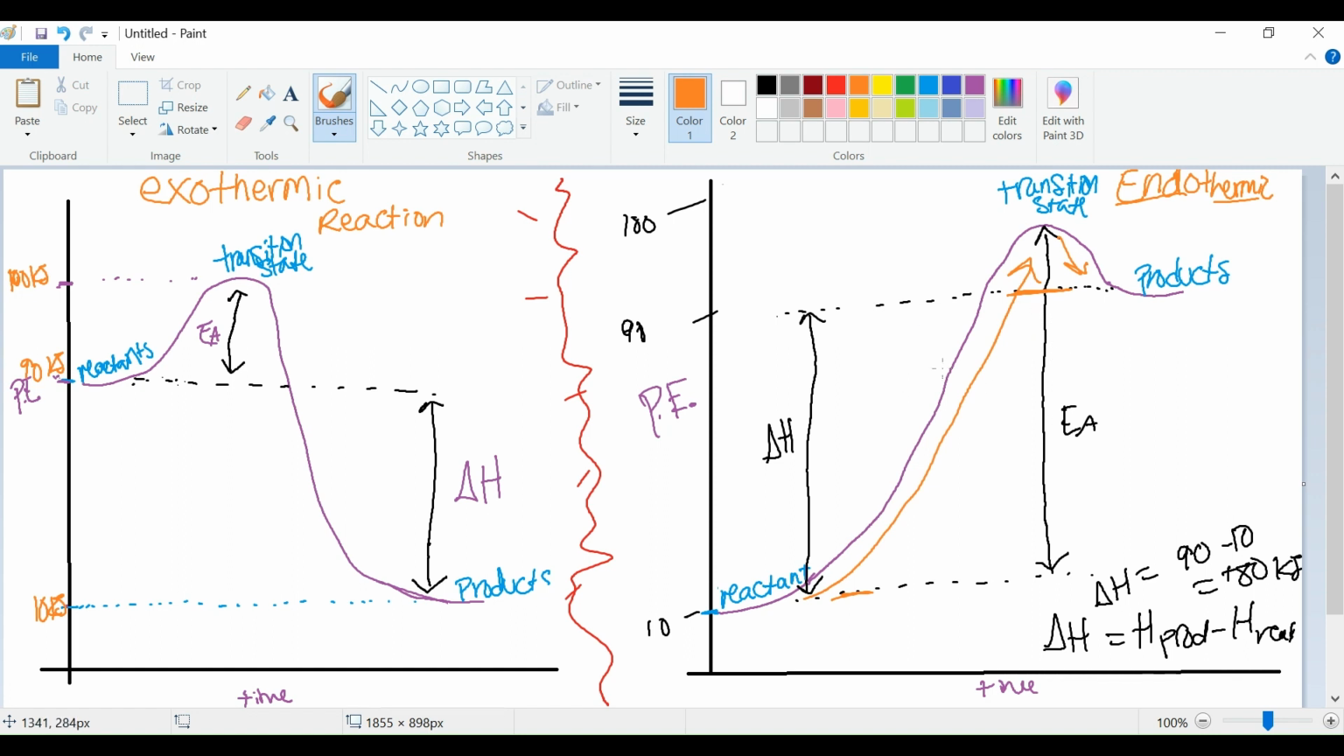So again, just to recap, my exothermic reaction is going to look like this on the left, where we have our reactants up at the top, our products down at the bottom. And then my endothermic reaction is going to look like the one on the right with the reactants on the bottom and the products up on top. Either way, we've got to get to a transition state. And we're going to get a negative enthalpy for an exothermic reaction and a positive enthalpy for an endothermic reaction.